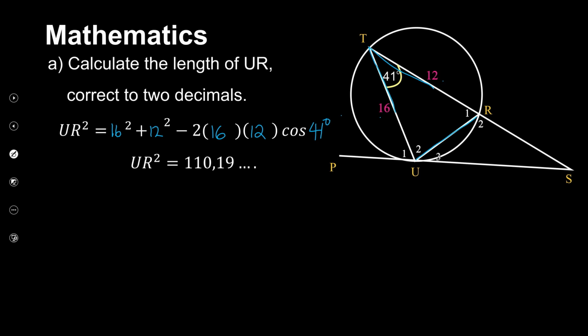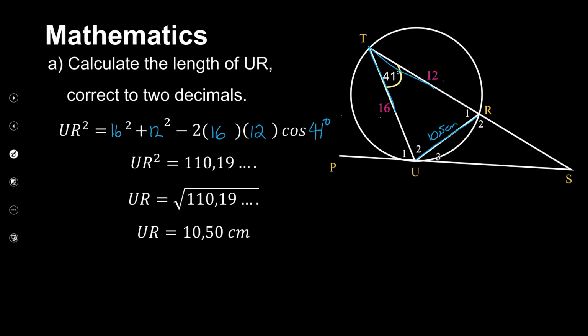Okay, we're going to put that into our calculator. We're going to end up with UR squared equals 110,19. Again, we want UR, so we're going to take the square root of this. Taking the square root of this, we'll get the answer to be 10,50 centimeters. Okay, so now we have a value for UR. UR is 10,5 centimeters.